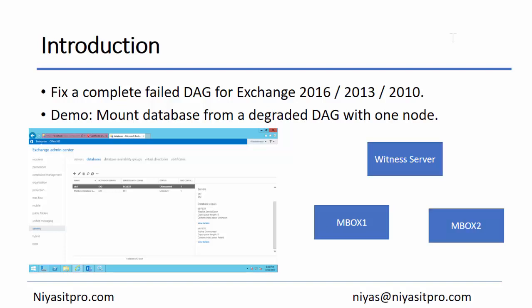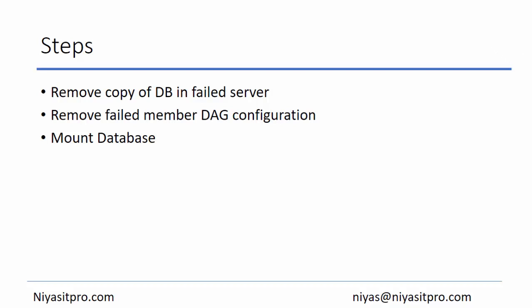What if it is a hardware failure or you cannot bring it back in a short time? The first step is to mount the database and save time so users can continue working on it and you can troubleshoot in parallel to bring up other nodes. So let us see the steps involved. There are only 3 steps. First is to remove the database copy from failed servers. For example, if it is failed on mailbox server 2, you need to remove the database copy from mailbox server 2, and then remove the failed member DAG configuration, and then finally mount the database.